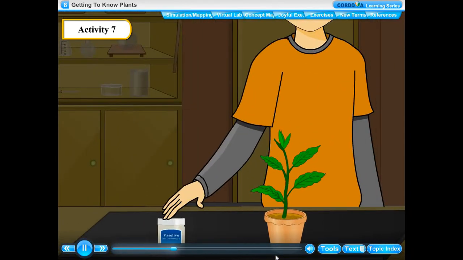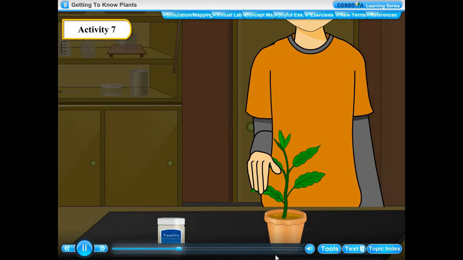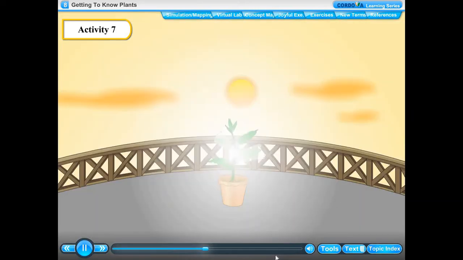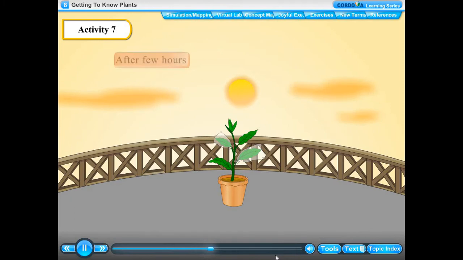Cover a leaf of the plant with Vaseline or grease. Tie a polythene bag around the leaf. Cover another leaf with another polythene bag. Do not apply Vaseline on this leaf. Keep the potted plant in sunlight for a few hours and then observe.